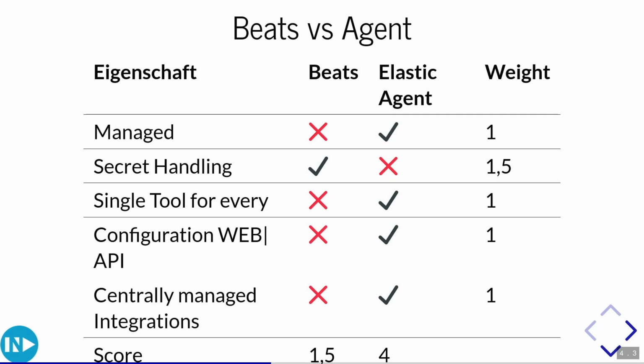The secret handling. Beats has a secret key store, which the Elastic Agent does not have. It writes the data into its configuration, but it's encrypted with a seed, which is hidden and also stored on the agent itself. So there's no extra key store. I don't know, as I looked last time, this is still not an available feature. But the Elastic Agent is a single tool for nearly everything. Beats is not really that.